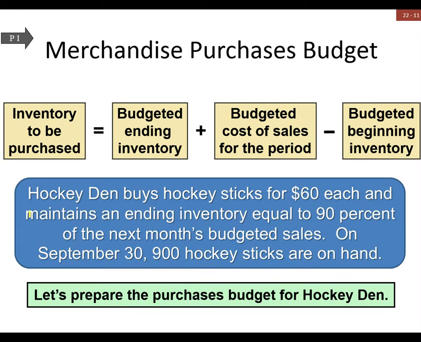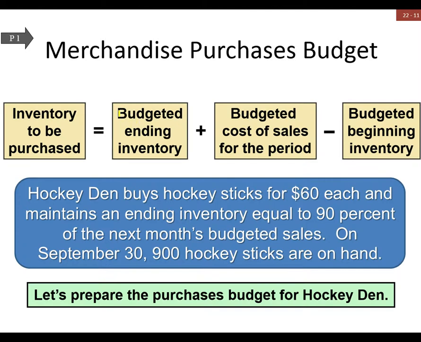This should be pretty familiar as we talked about inventories and how we deal with those. It is flipped backwards a little bit here, because what we're doing is backing into a number that we want to have to budget for. This is basically how it's put together. Our budgeted ending inventory is added to our budgeted cost of sales for the period.